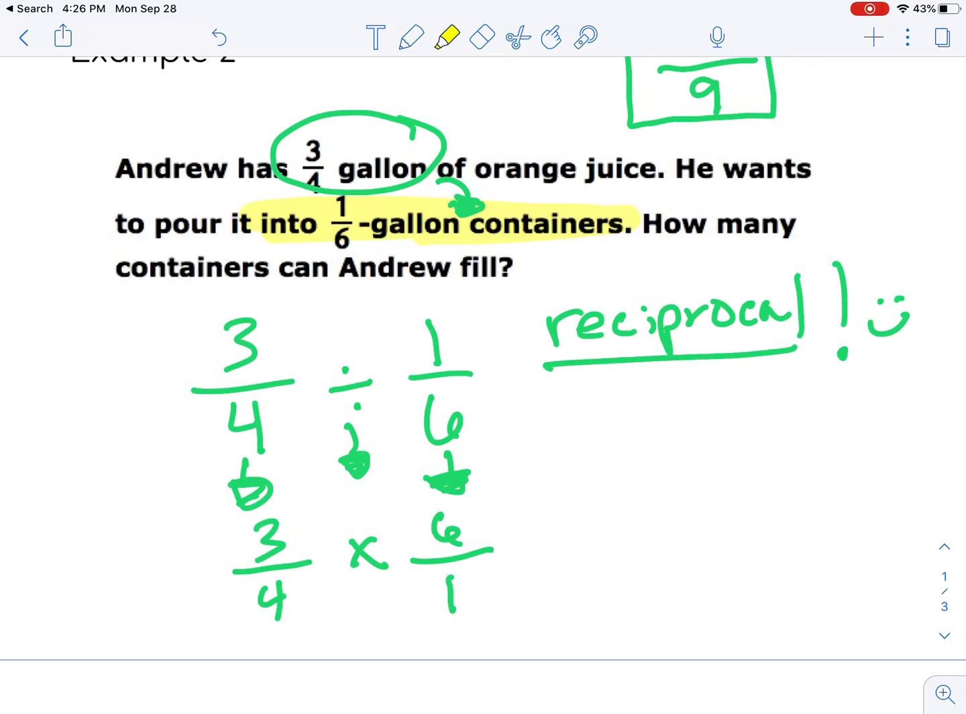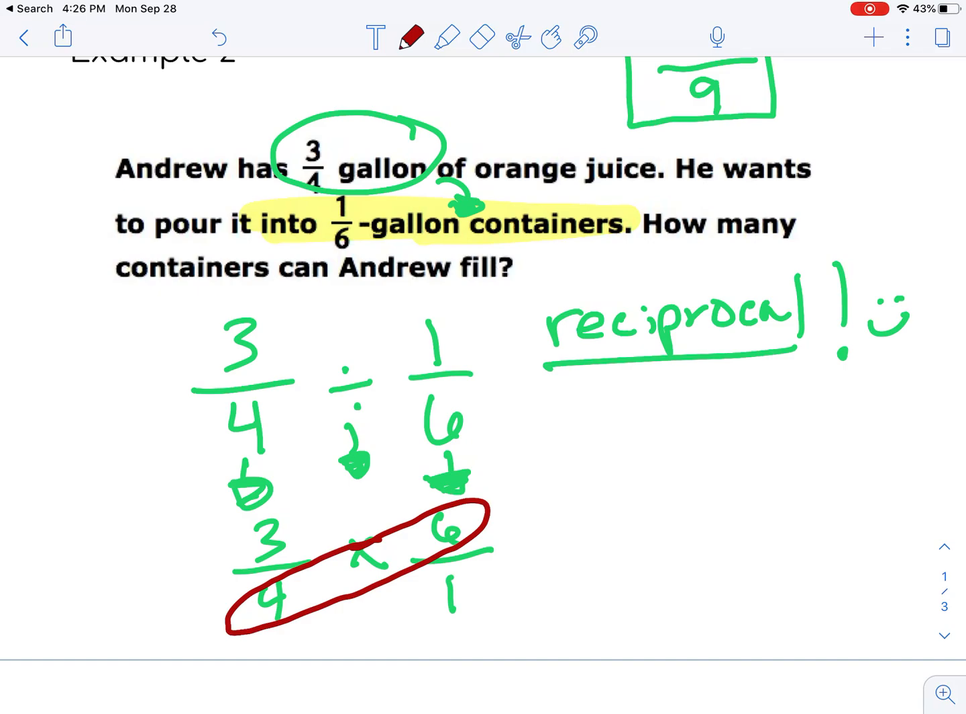Now, you can go ahead and multiply these straight across. You can do 3 times 6 and 4 times 1. That's totally fine. Or I'm going to show you guys a different way. We are going to simplify before we multiply. I like to call this the butterfly method. You look at the diagonals. So you would look at 4 and 6 and then 3 and 1.